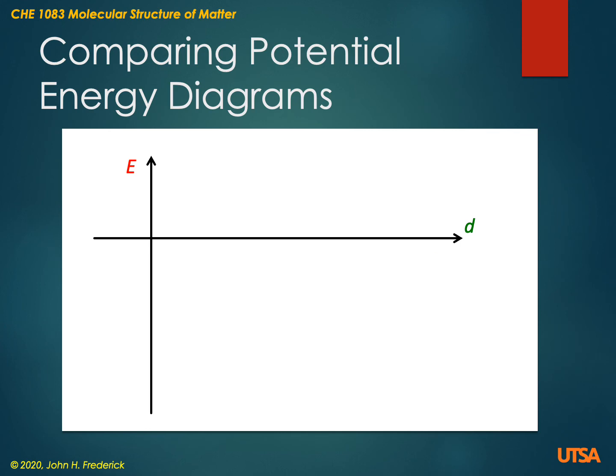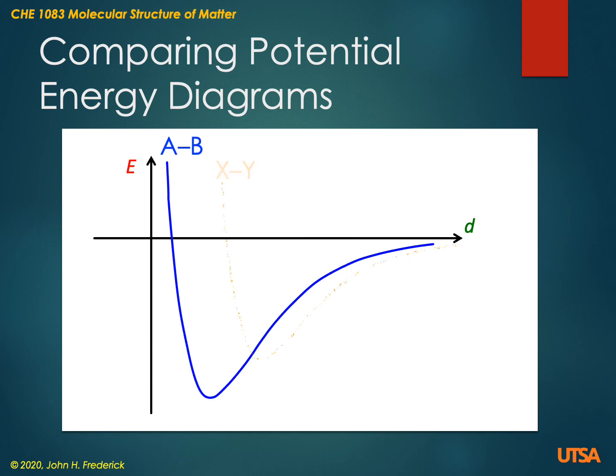Now, how would we compare two different potential energy diagrams for different bonds? So here's one like the bond we just formed between A and B. And let's suppose we have another pair of atoms, X and Y, and their curve looks something like this. First of all, you could infer from this that one or both of the atoms X and Y are larger than the atoms A and B. Why is this? Because their equilibrium bond length is longer. So the atoms are larger, they can't get as close together, they form a longer bond.